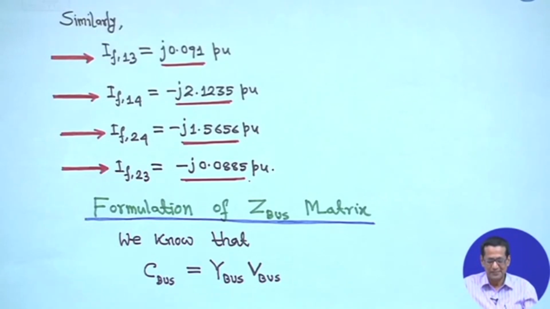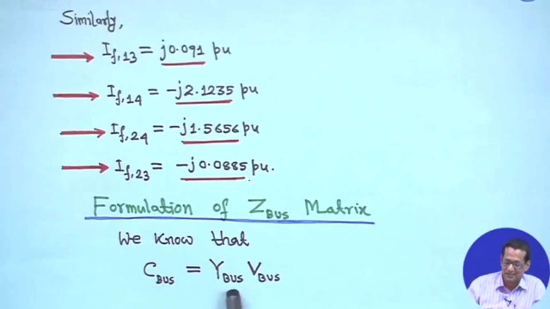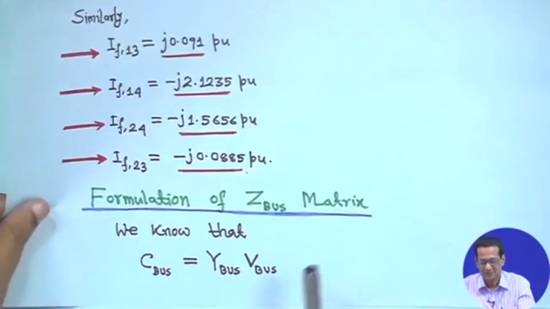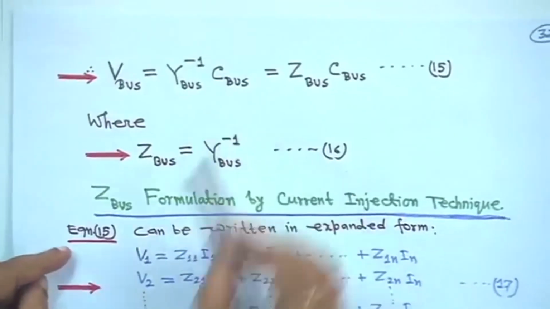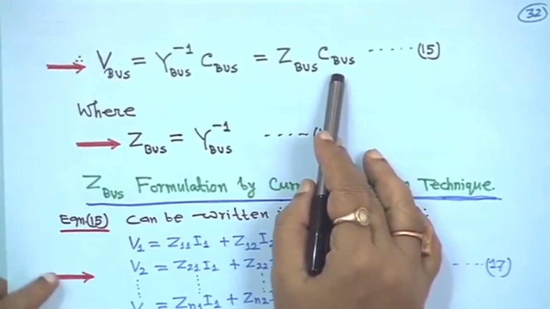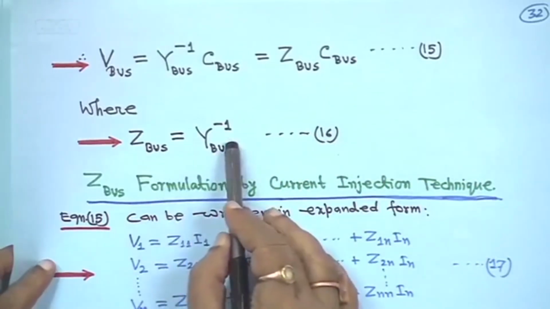Now, formulation of the Z bus matrix. Basically, I bus is equal to Y bus V bus; I am writing C bus, where C stands for current, equal to Y bus V bus. This is the formulation of the Z bus matrix. Then V bus is equal to Y bus inverse C bus, that is V equals Z bus I bus; instead of I bus I am taking C bus. This is equation 15, where Z bus is equal to Y bus inverse.